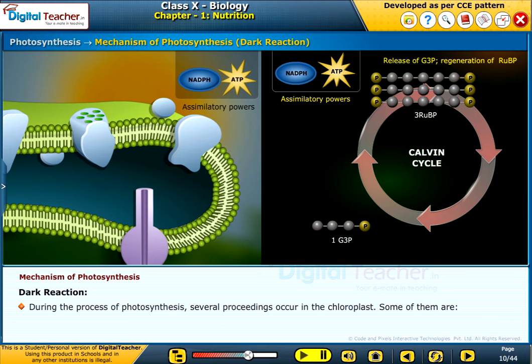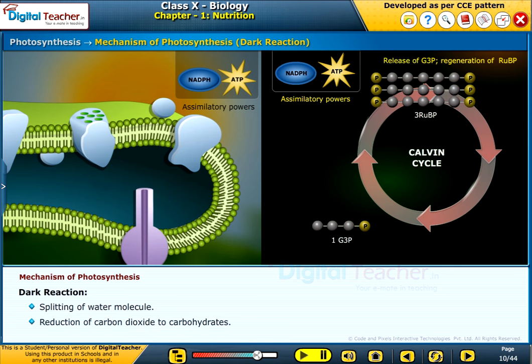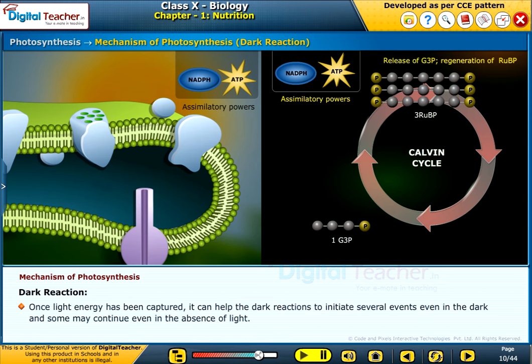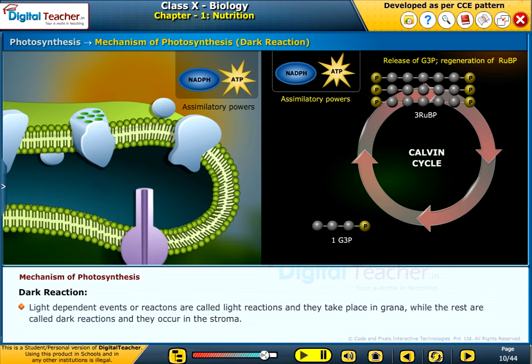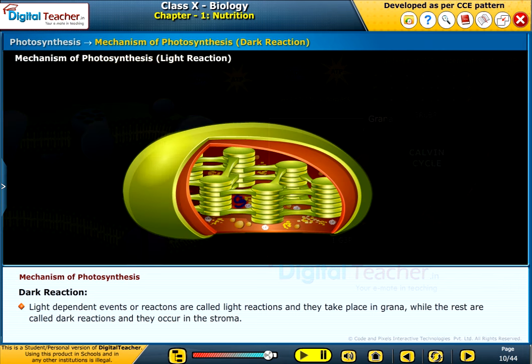During the process of photosynthesis, several proceedings occur in the chloroplast. Some of them are converting light energy into chemical energy, splitting of water molecule, reduction of carbon dioxide to carbohydrates. Once light energy has been captured, it can help the dark reactions to initiate several events, even in the dark, and some may continue even in the absence of light. Light-dependent events or reactions are called light reactions, and they take place in grana, while the rest are called dark reactions and they occur in the stroma.